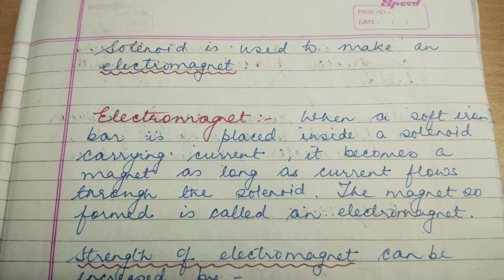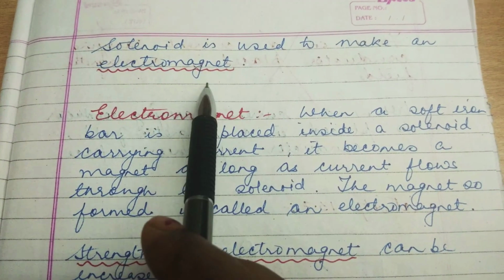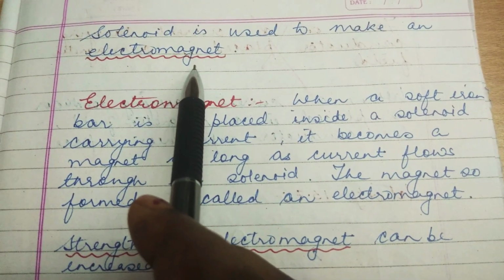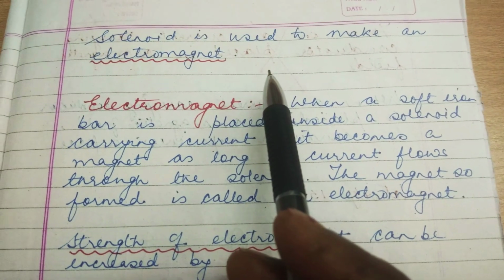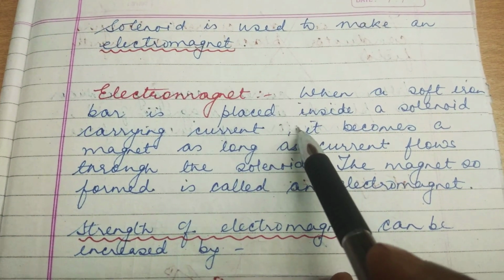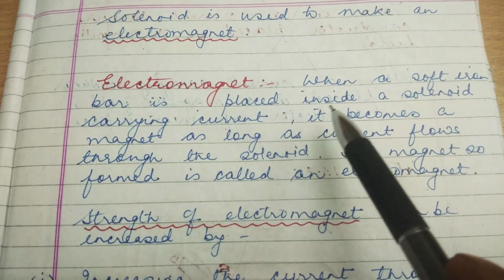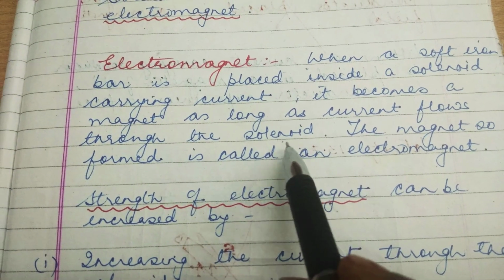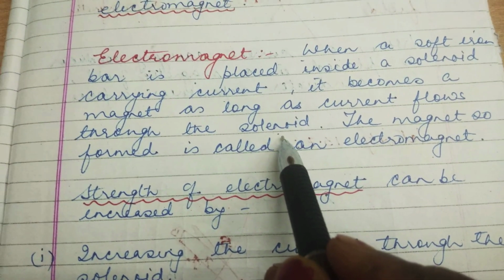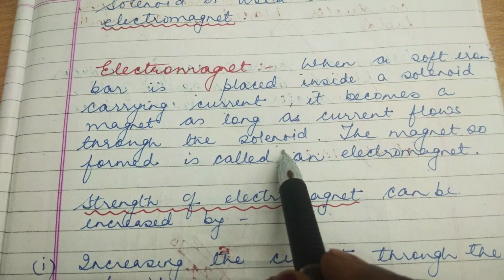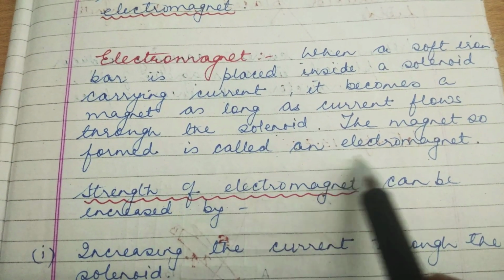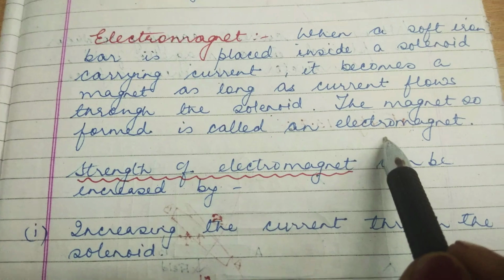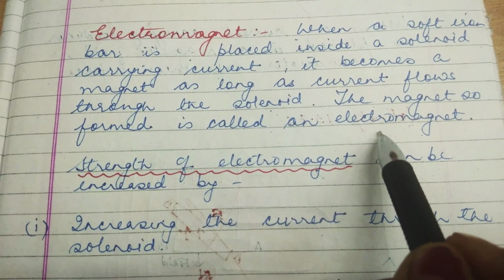Now, what is the use of solenoid? Solenoid is used to make an electromagnet. You must have learnt about electromagnet in class 8 also. So, what is an electromagnet? When a soft iron bar is placed inside a solenoid carrying current, it becomes a magnet as long as the current flows through the solenoid. So, electromagnet is a temporary magnet. It becomes a magnet as long as the current flows through the solenoid, and the magnet so formed is called an electromagnet. It loses its magnetism the moment the current is stopped.